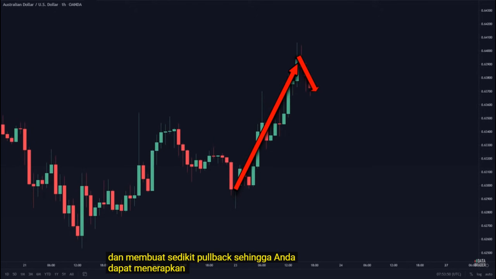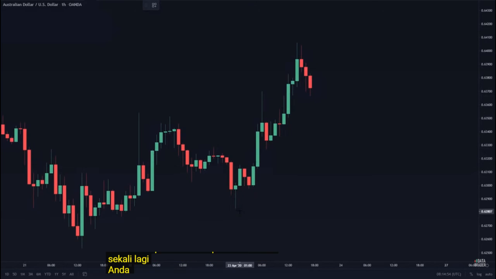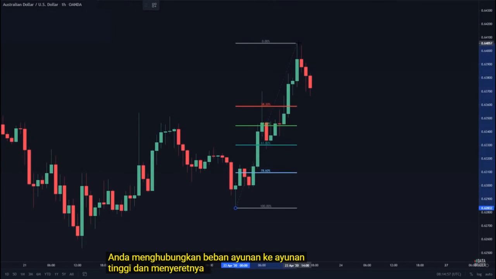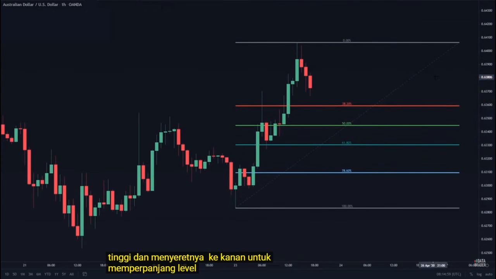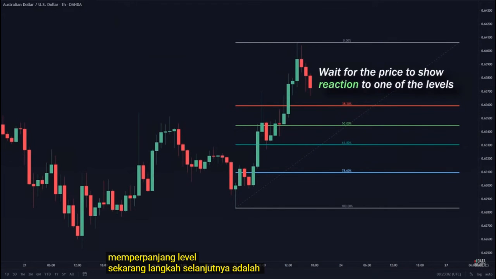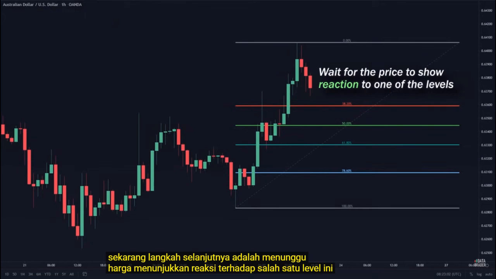And so you can apply the Fibonacci tool to predict the end of this pullback. And again, you connect the swing low to the swing high and drag it to the right to extend the levels. Now the next step is to wait for the price to show reaction to one of these levels.